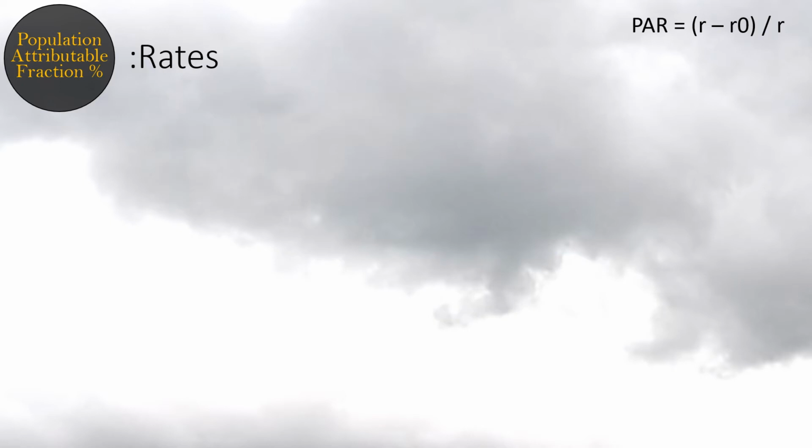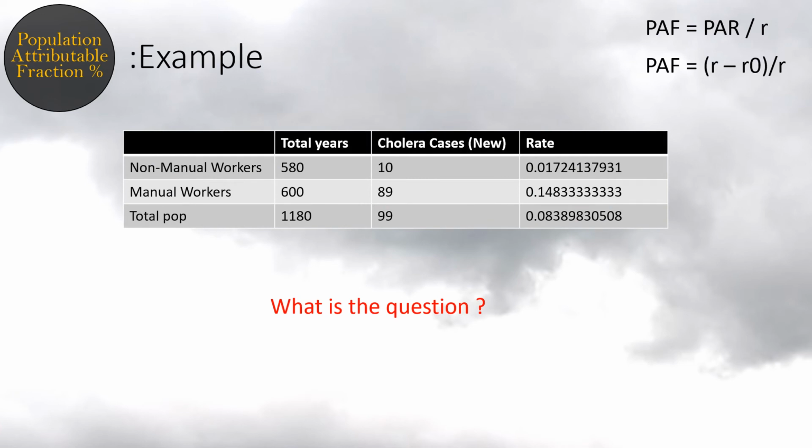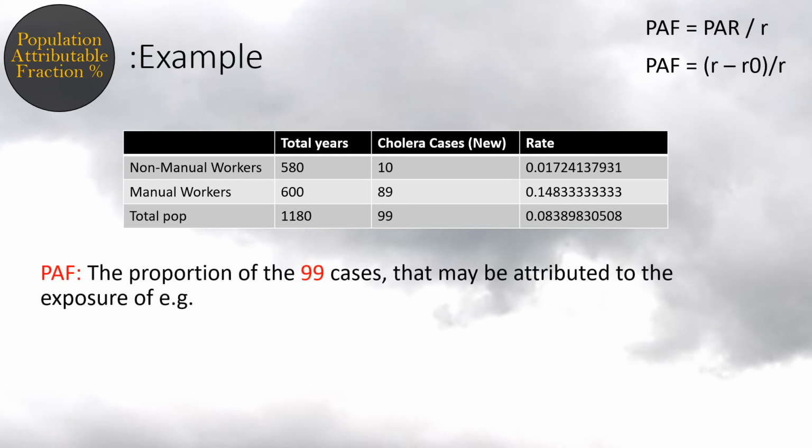Anyway, so I'm going to use a population attributable fraction with rates, because you haven't really seen very many rates, just to prove that you can do it. So, we have our example with non-manual workers and manual workers, and we've got cholera cases again, and we've got rates. We've got total person years and new cholera cases. So, what is the question? The proportion of the 99 cases that may be attributed to the exposure, e.g.